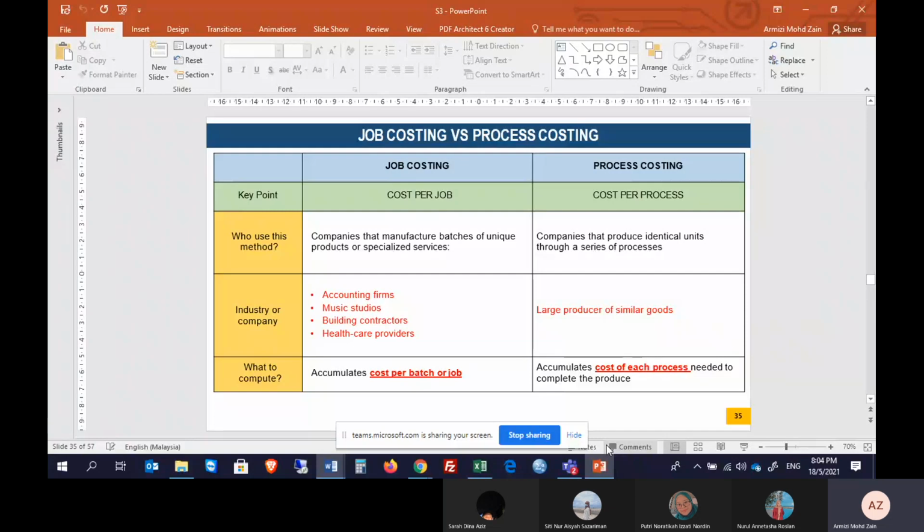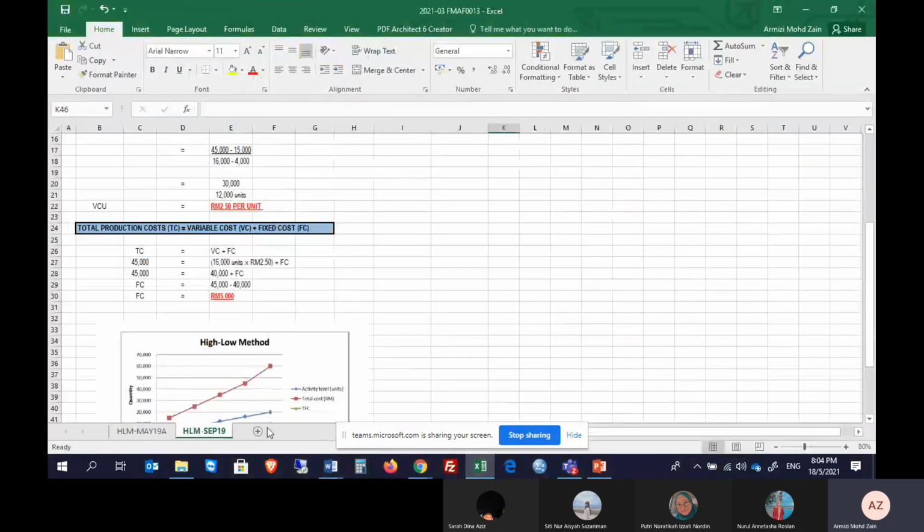What to compute for job costing is the accumulated cost per job or per batch. This one also applies to batch costing, so you can use accumulated cost per batch or per job. And then for process costing, accumulated cost of each process. We need to compute the total cost for each process. For job costing, the total cost for each job.